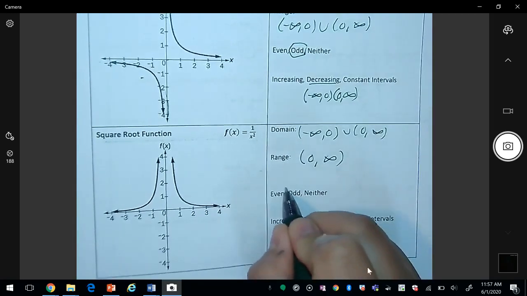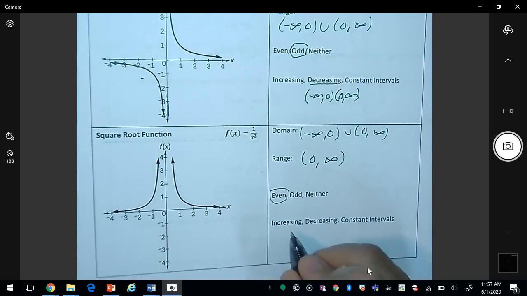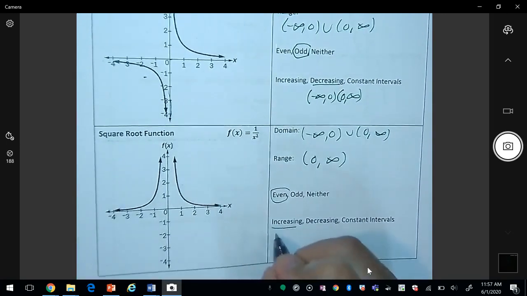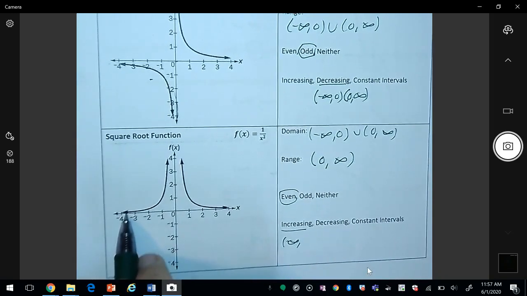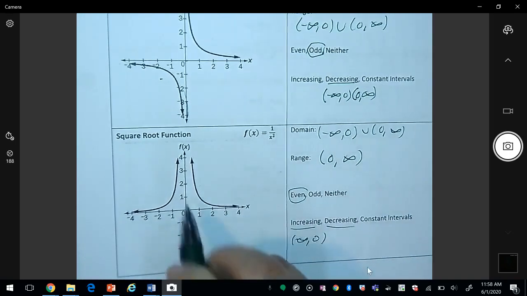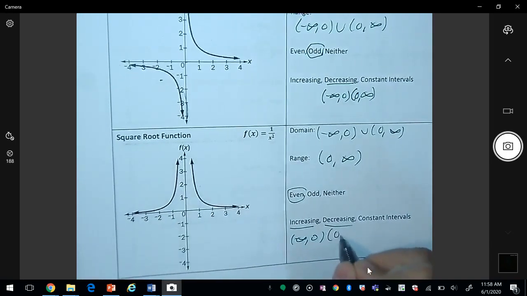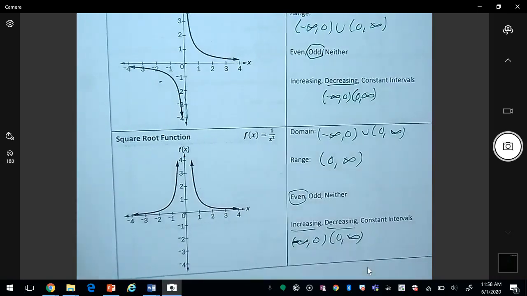This is going to be even since there's symmetry on the y-axis. And the graph is increasing from negative infinity to 0. And then the graph starts to decrease from 0 to infinity.